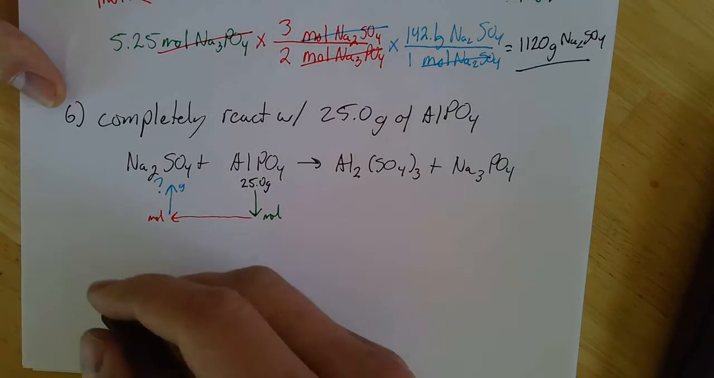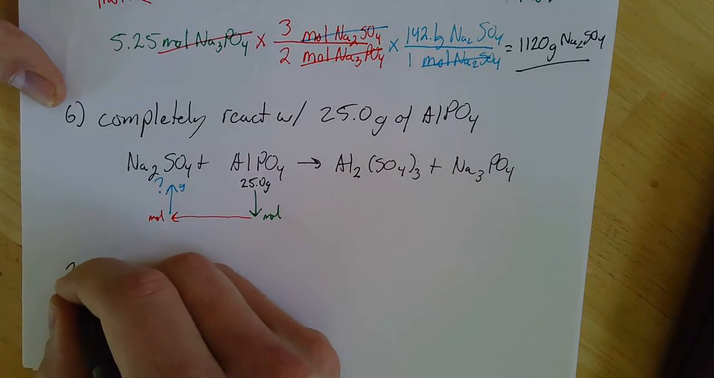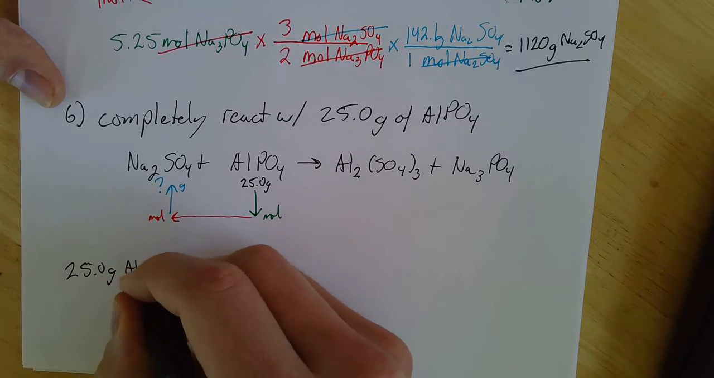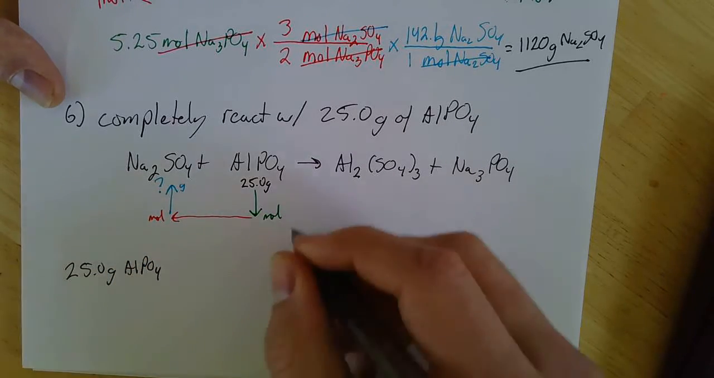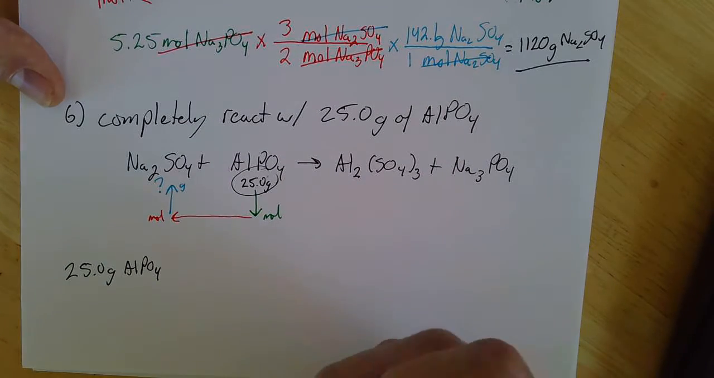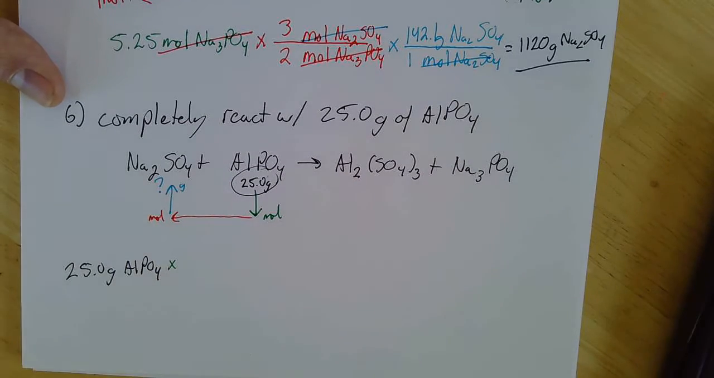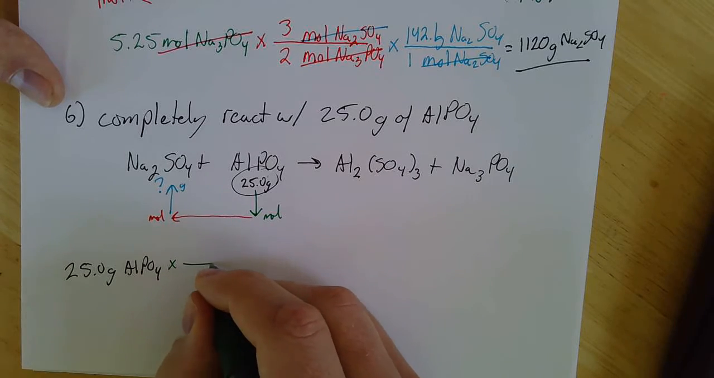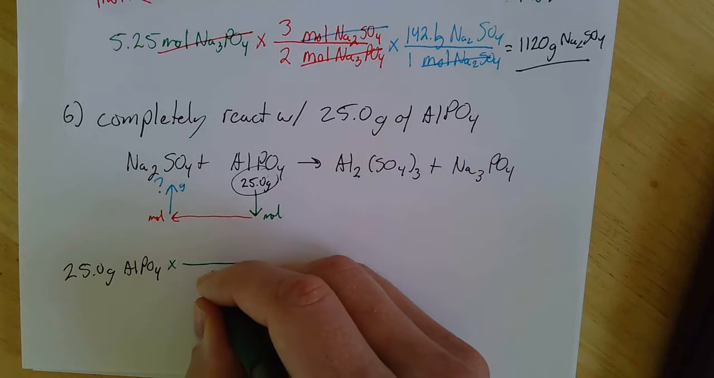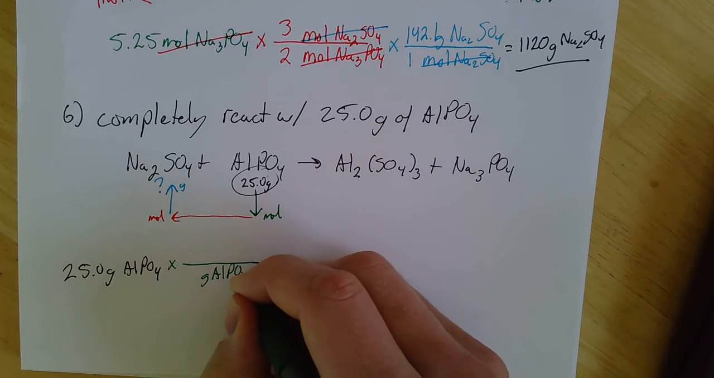All right, so we're going to start with what we know. I know that I have 25.0 grams of AlPO4. Okay, I'm right here. I need to go down. So that's going to look like this. Change colors. This is kind of new from our first one. We start with what we know. We go to where we have to. So I know I have grams of AlPO4 down here.